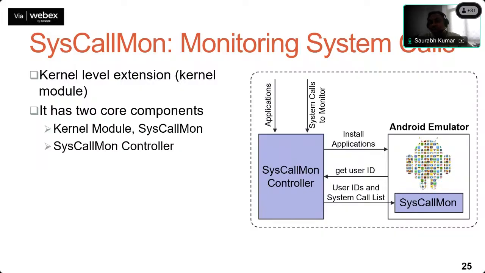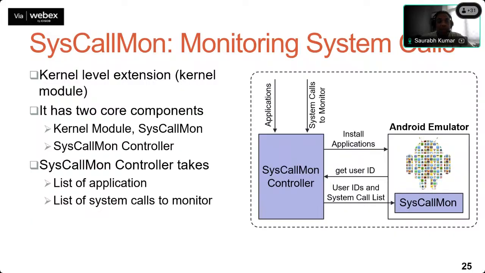You can configure, for example, that you are interested in network-related system calls, and it will configure for that. Or you are interested in file-related system calls, and it will configure for that. This information you have to provide through the syscall controller, that means through the configuration files that you may have. Then the syscall controller takes this list and the application, configures the syscall monitor, and everything is done by itself. So this is the main thing.